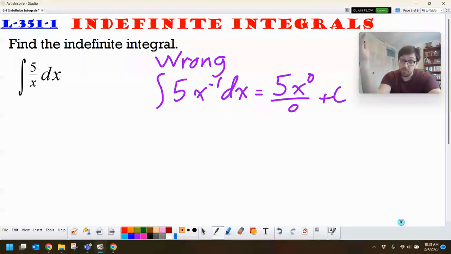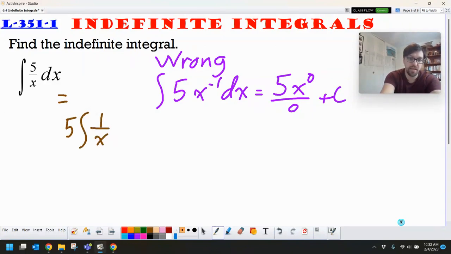Back when we were working with derivatives, if we had a natural logarithm, that was one of the ones that also did not follow our proper rules. And I remember, hey, when I did the derivative of natural log, I got 1 over what was going on the inside. So what we can do is, since we've got a constant in there, we can take that 5 out, and really we're working with the antiderivative of 1 over x dx.